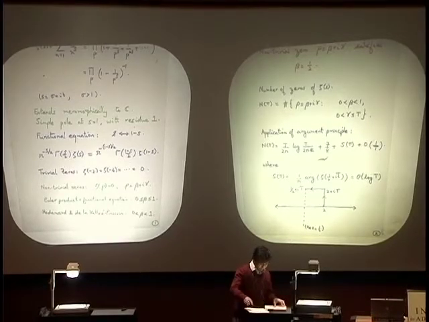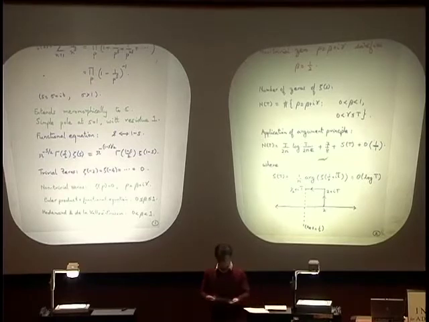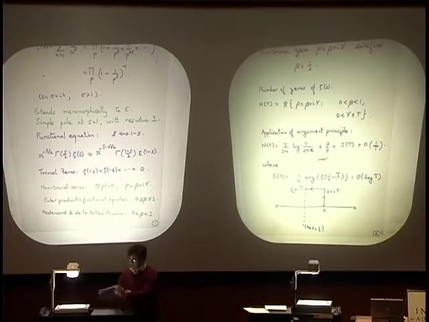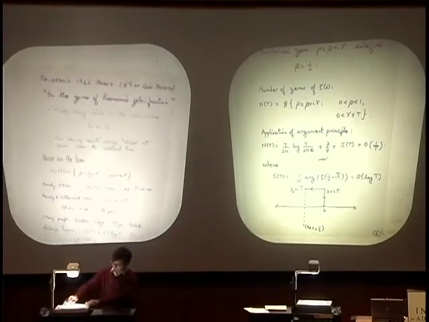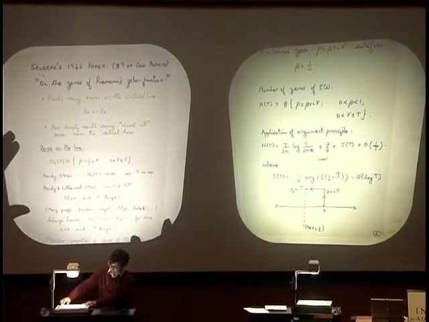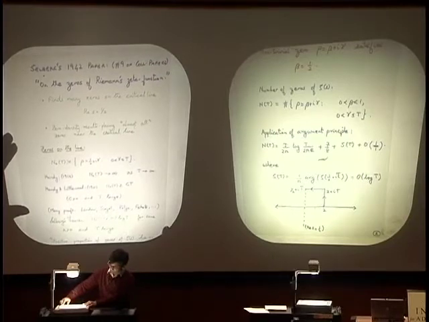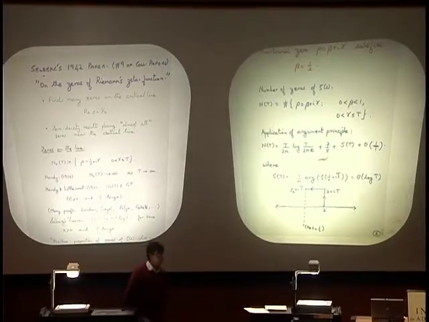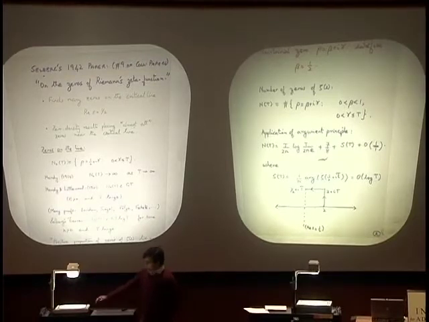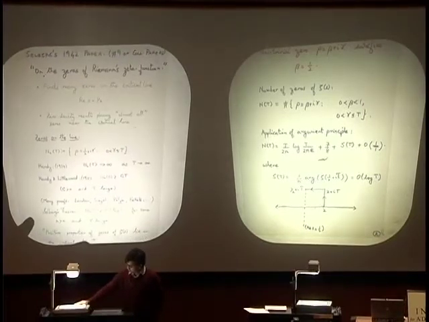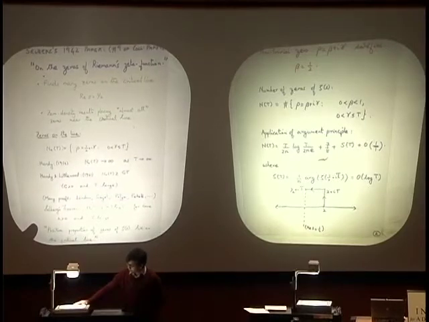Now, the first great results of Selberg on the zeta function go back to a paper that he wrote in 1942. It appears as number 9 of his collected papers. This paper introduces a lot of new ideas.